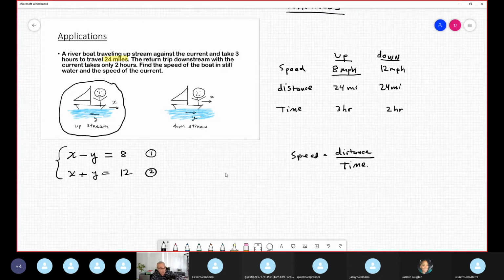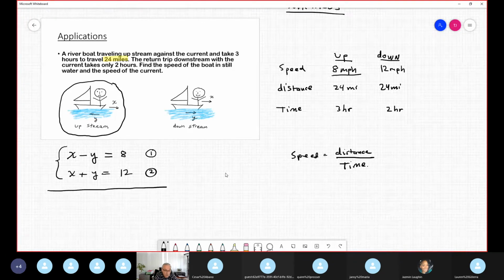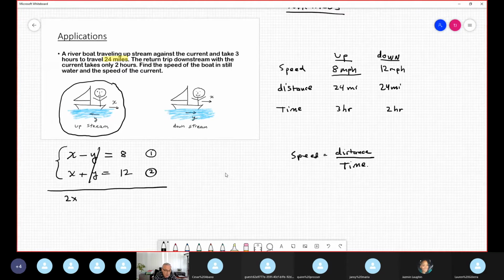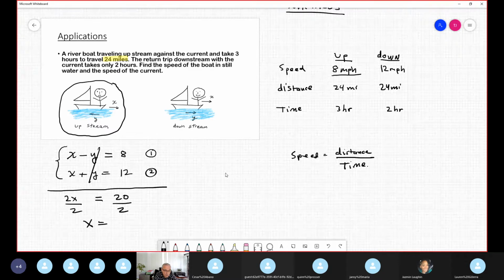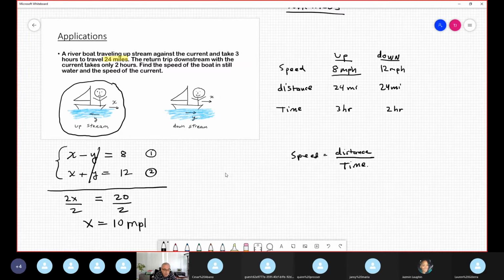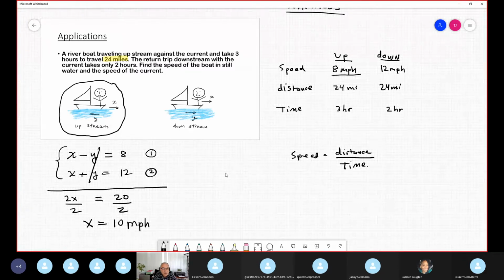Elimination is fantastic because when you add equation number 1 plus equation number 2, by column, the x column is 2x, the y column cancels out, and this is equal to 20. Divided by 2, x is 10. 10 what? Miles per hour. And this is the speed of the boat in still water.